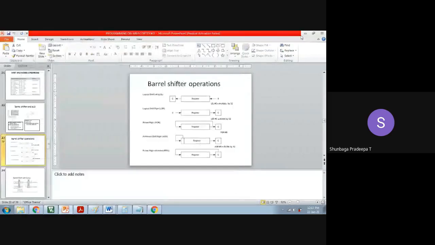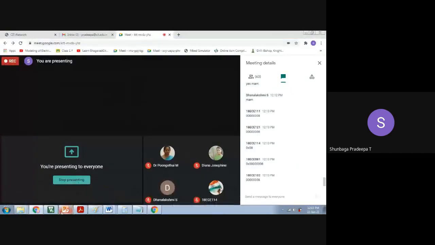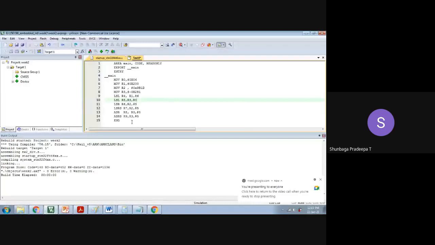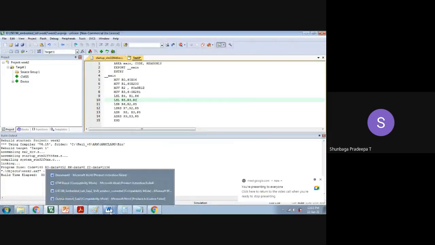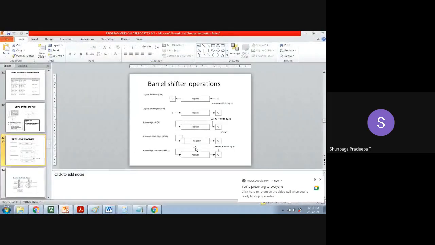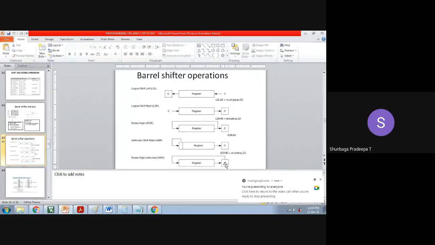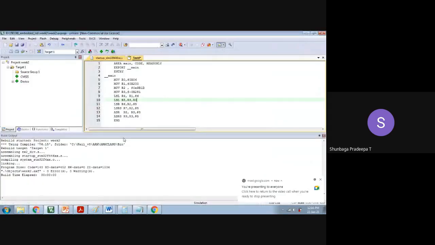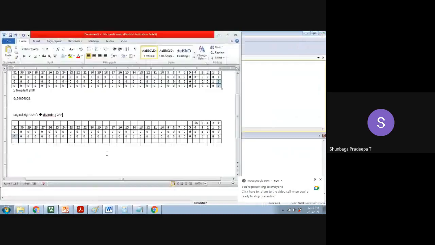So I will show you the demo of your software simulation also. Maybe arithmetic right shift also I will show you. So what is your arithmetic right shift? What we are doing here? We are doing the right shift operation and we are maintaining the sign bit in the MSB position itself. Okay. So it is equivalent to what? I will take the same number.